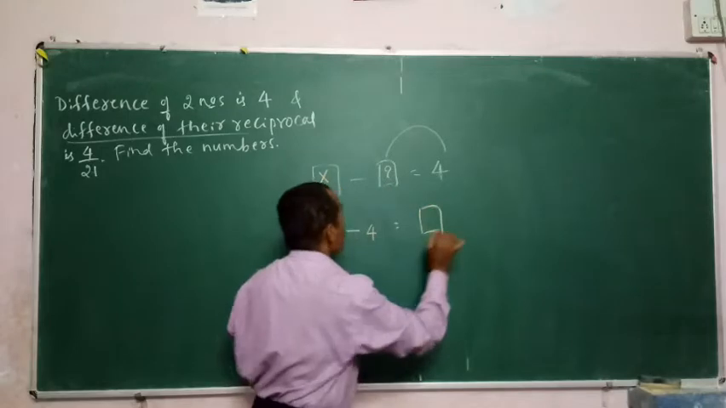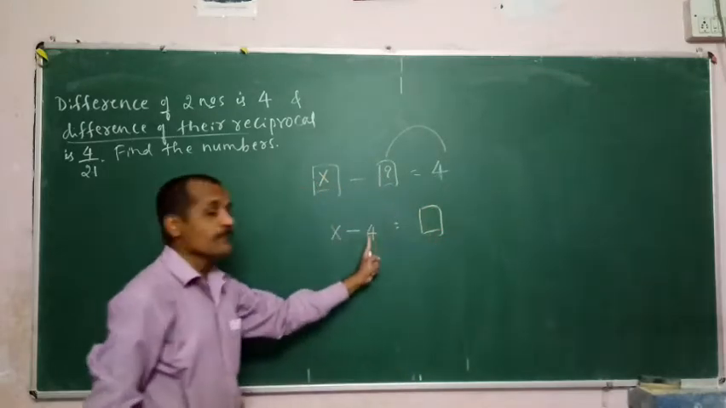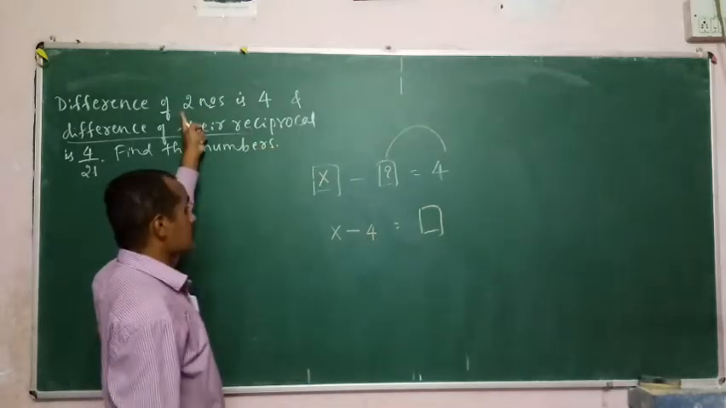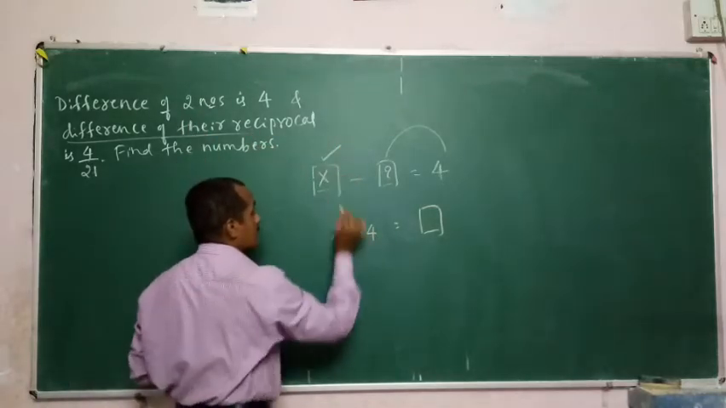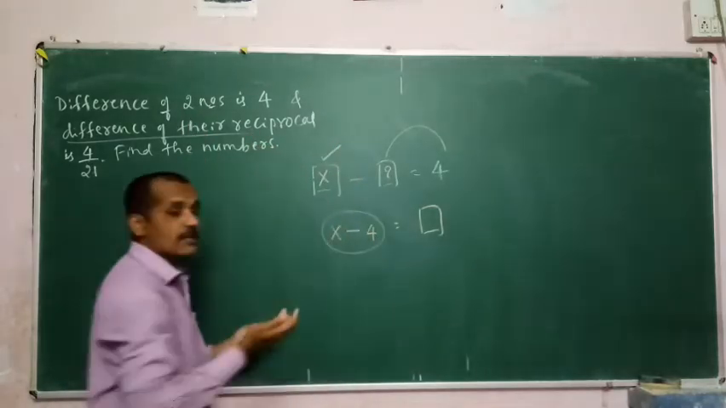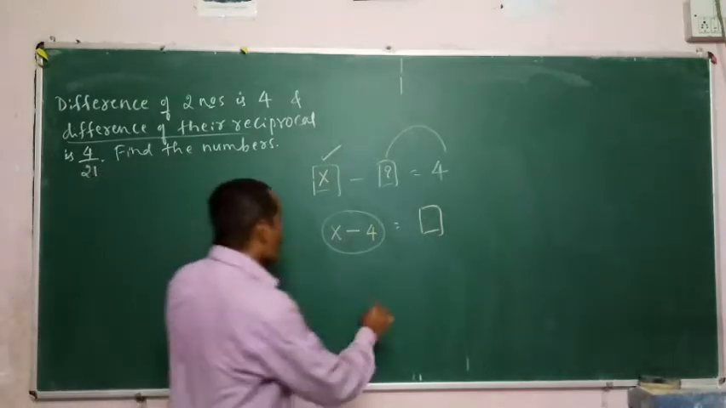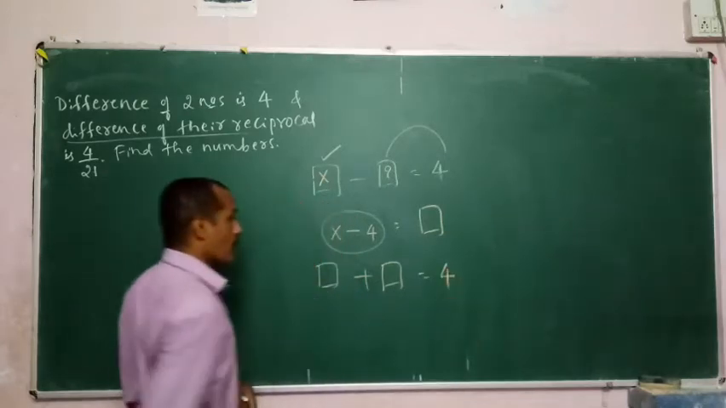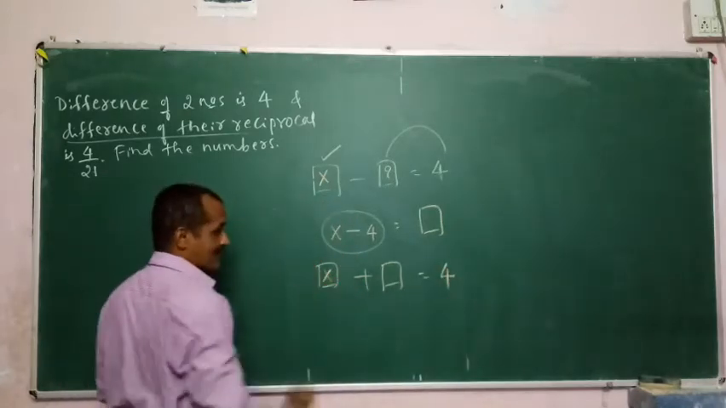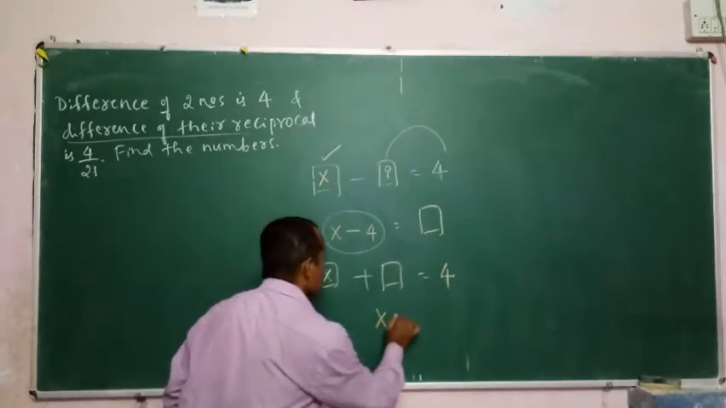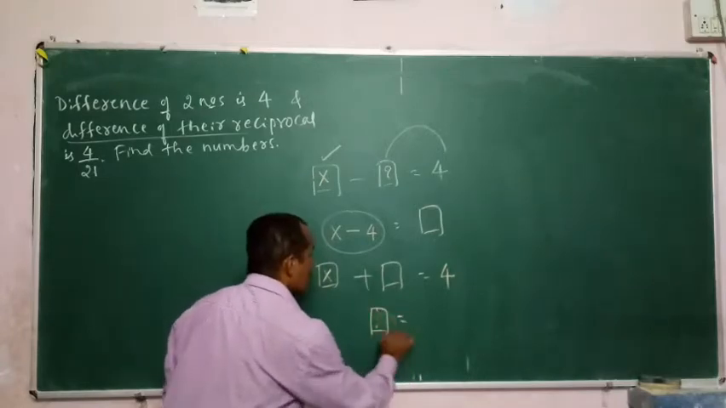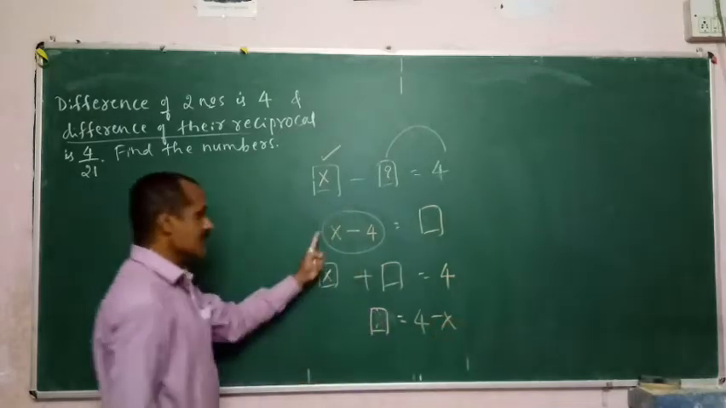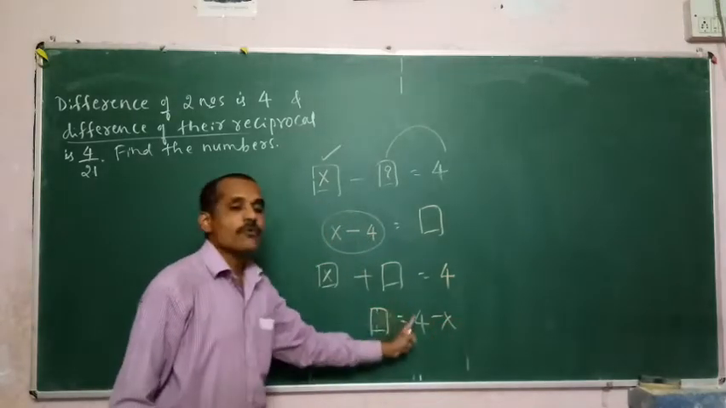This number is equal to x minus 4, the second number. So if a difference problem is given, one number is x and the second number is x minus 4. If it is a problem of the sum of two numbers being 4, one number is x. What about the second number? The second number is equal to 4 minus x. This is x minus 4, this is 4 minus x.